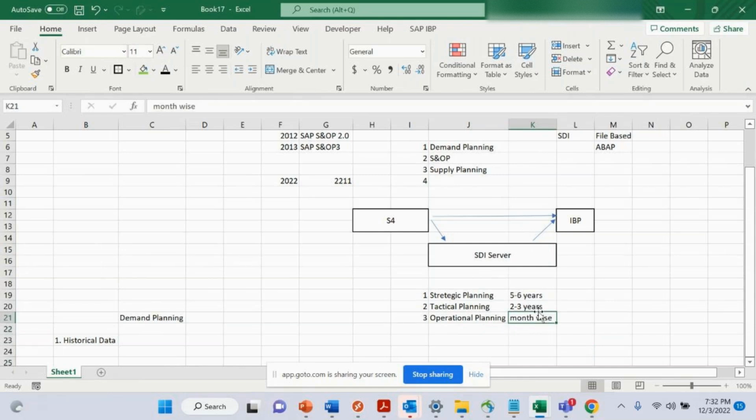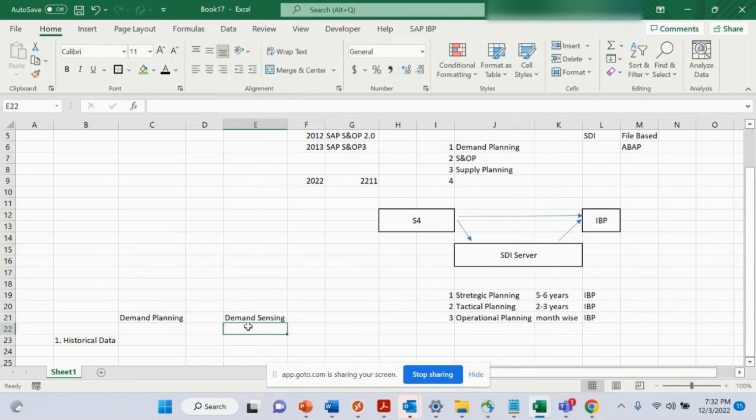Okay, so where IBP fits in these three plannings, that will be the next question from your end. The answer is that IBP fits in each and every planning step. In IBP we can plan for 5 to 6 years, we can plan for 2 to 3 years, and we can even plan on a daily basis, which in terms of demand planning we call demand sensing, and in terms of supply planning we call response and supply.